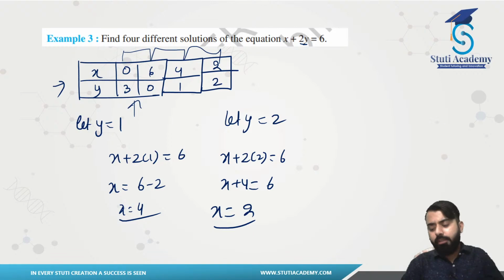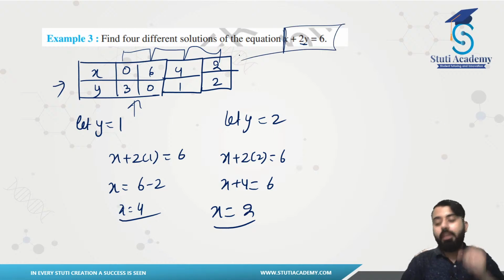Similarly, you can find as many solutions as you want, even 100 solutions of this equation. Since we are only dealing with one equation and there are 2 variables, it will have infinite solutions. Now let's move forward and see what we have.